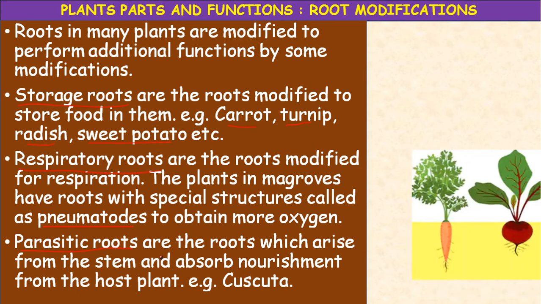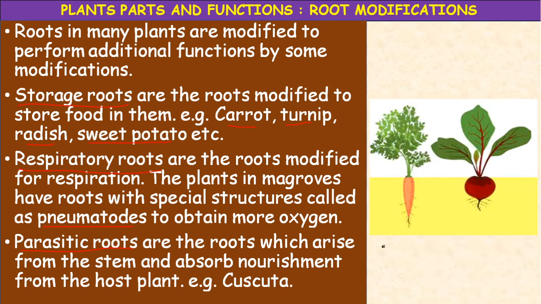So you can see here in the image carrot and beetroot. They are the examples of the storage roots. A normal root is very thin, but here, due to the storage of food material, they are bulged. So that's why they are also called tuberous roots, storage roots. The main function is to store the food material.